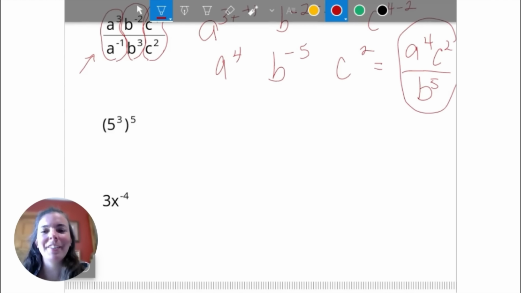All right, our next example is a power to a power. So 5 to the 3rd raised to the 5th power means we need to multiply 3 times 5. 3 times 5 is 15.